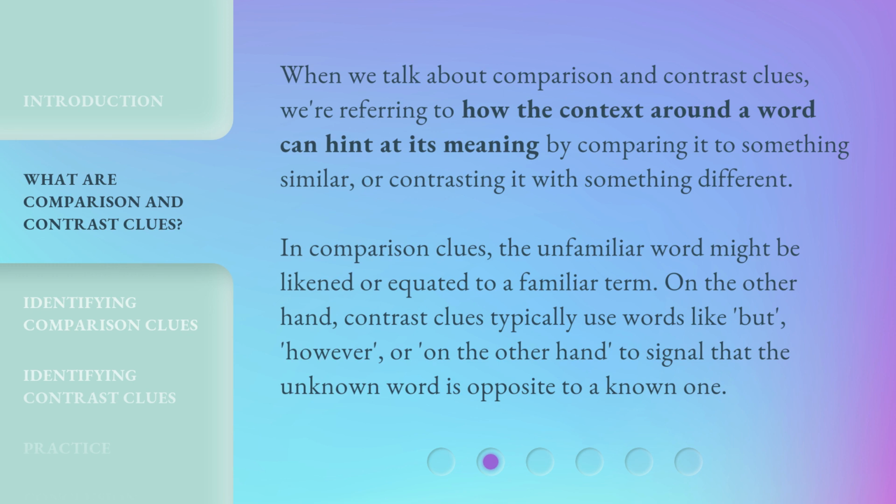When we talk about comparison and contrast clues, we're referring to how the context around a word can hint at its meaning by comparing it to something similar, or contrasting it with something different. In comparison clues, the unfamiliar word might be likened or equated to a familiar term. On the other hand, contrast clues typically use words like but, however, or on the other hand, to signal that the unknown word is opposite to a known one.